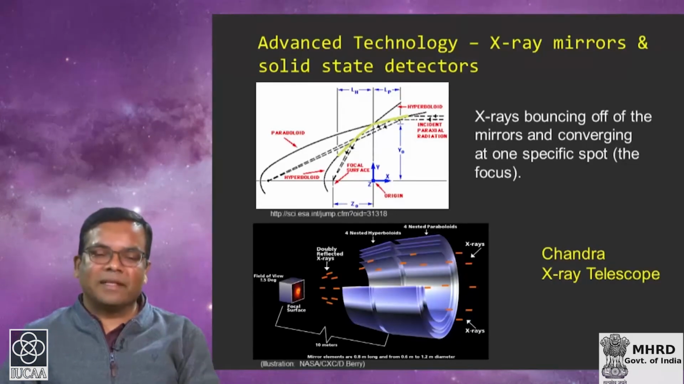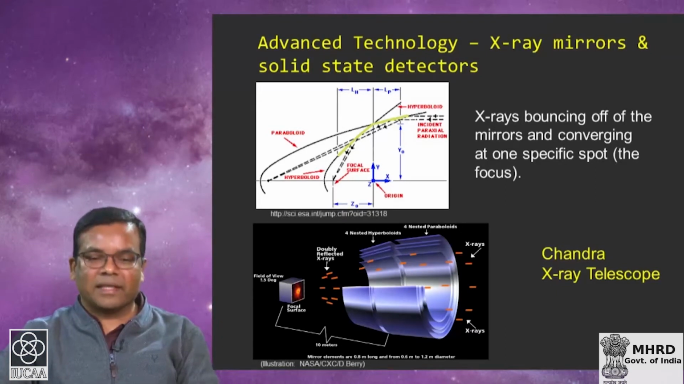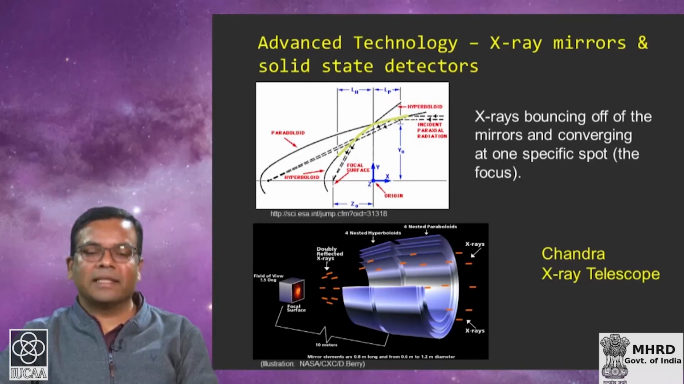Using this principle, X-ray telescopes have been constructed, but you need two X-ray mirrors, one with a paraboloid shape and another one with a hyperboloid shape. Such a configuration is called Wolter 1 geometry. The incident X-rays are reflected once by the paraboloid mirror and a second time by the hyperboloid mirror, and finally, they are focused onto a focal plane.